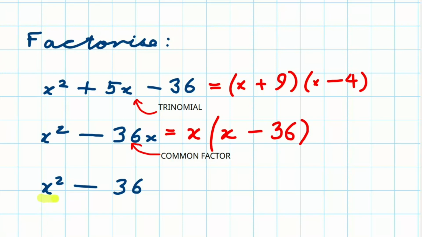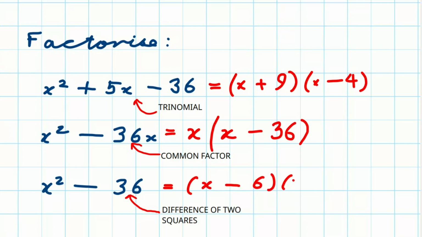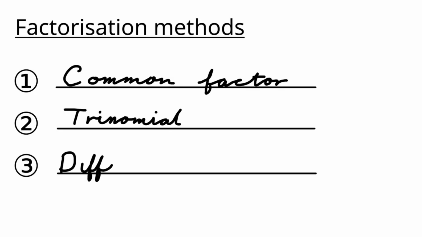What about x squared minus 36? Is that a trinomial? No. Is there a common factor? No. This is called a difference of two squares. The word difference here refers to the result of subtraction. One number take away another. This one factorizes to (x minus 6)(x plus 6), or you could have said (x plus 6)(x minus 6). We will learn how to do difference of two squares in this video.